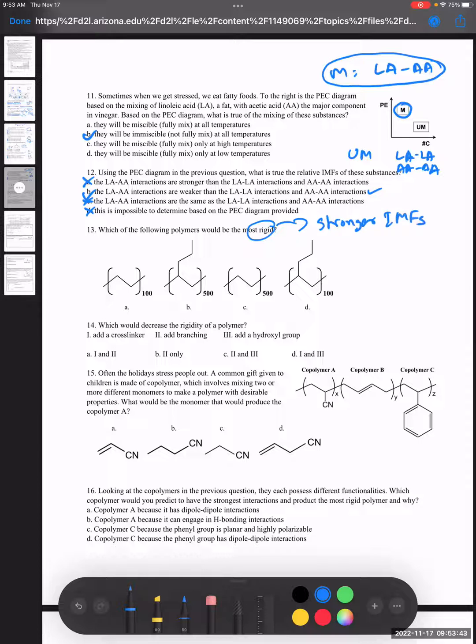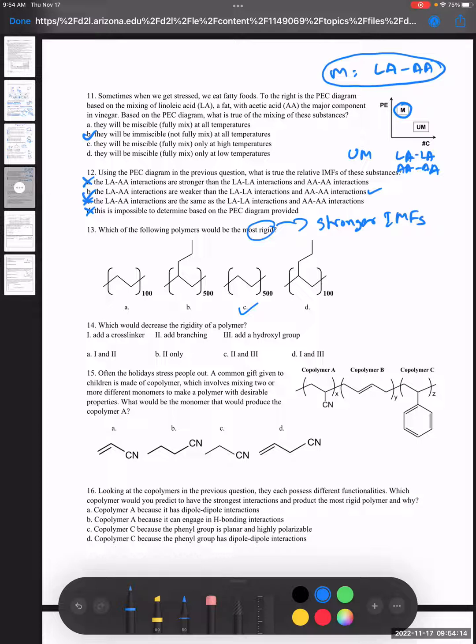Okay, so I would go with option C. Why? First of all, compared to option A, it is longer, because you have only 100 repeat units in A, and in C we have 500 of them. Longer means you're going to have a greater surface area of contact, and also more electrons. It's going to be more polarizable, therefore stronger dispersion forces.